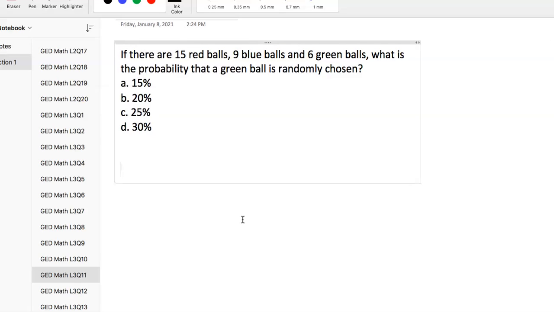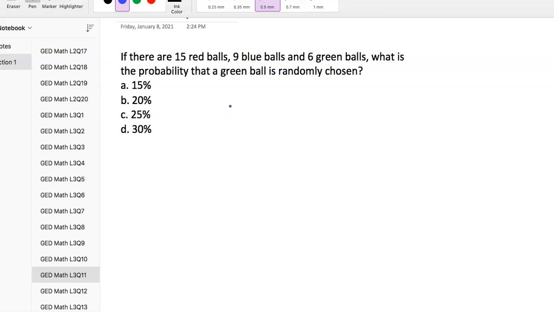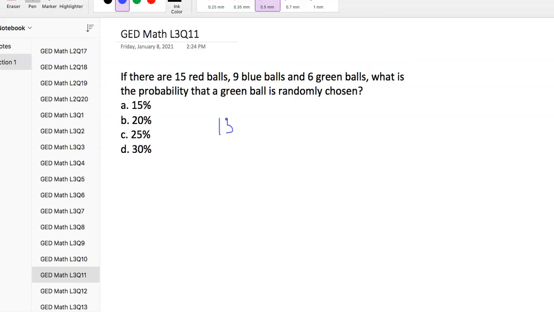15 red, 9 blue, and 6 green balls. What is the probability that a green ball is randomly chosen? Okay, so this is part to whole. And we did a question similar to this, but not with probability. Okay, so we have 15, right, red, plus 9 blue, plus 6 green, right? 15 plus 9 is 24, plus 6 is 30. So there's 30 possibilities. Put that in the denominator.